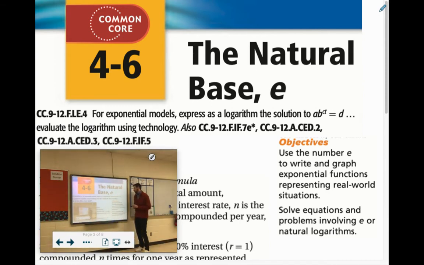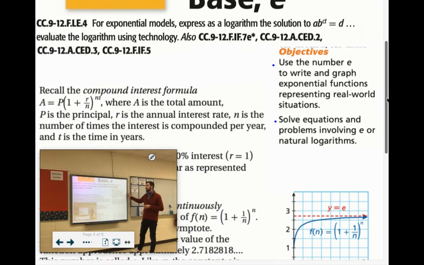All right, so I want you to be able to use the number e to write and graph exponential functions representing real-world situations. We're not going to focus so much on the graphing portion of it today. I also want you to be able to solve equations and problems involving e or natural logarithms.